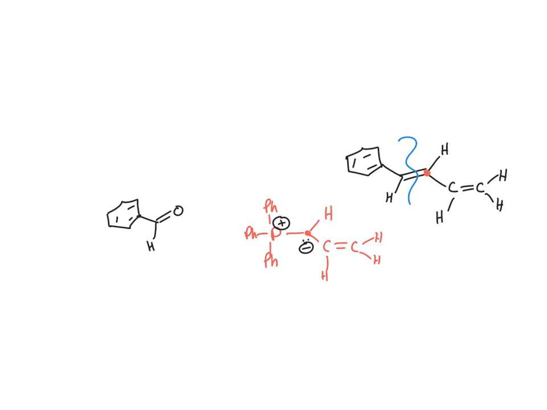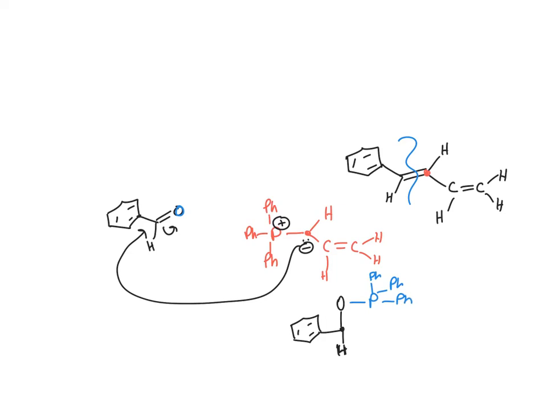Okay, and so the mechanism here is this attacks and makes a, let's do our oxaphosphate. So this carbon here has a hydrogen, it has an oxygen, and then that oxygen now is bonded to the phosphorus. Phosphorus gets the phenyls, and it's bonded to the carbon. Carbon has a hydrogen and another carbon. And so there's your oxaphosphate. And then, of course, that collapses. Oxygen goes with the phosphorus, that goes there and gives you the product that you wanted.